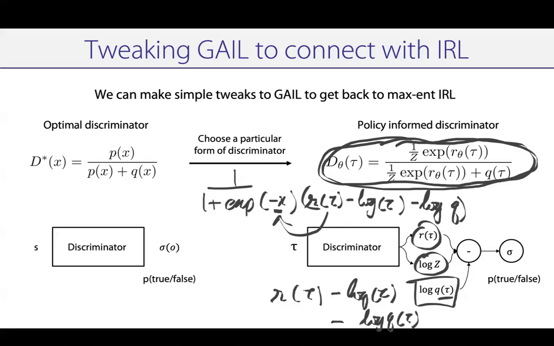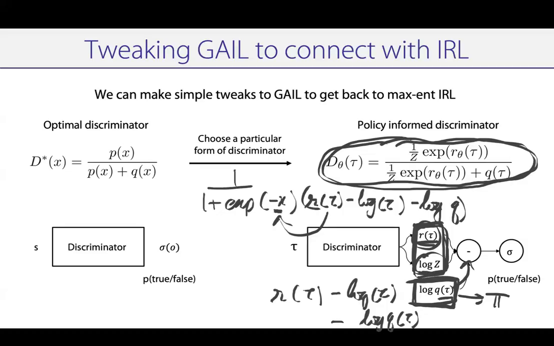You might think you have two outputs, but it doesn't really matter. You can subsume both into the same thing. Think of it as having a scalar output: r tau is a scalar output, log z is a scalar output. You can either have two outputs or one output, which is r tau minus log z. The log q term is not a learned thing, it's coming from your policy. You subtract those and then stick them into the sigmoid.